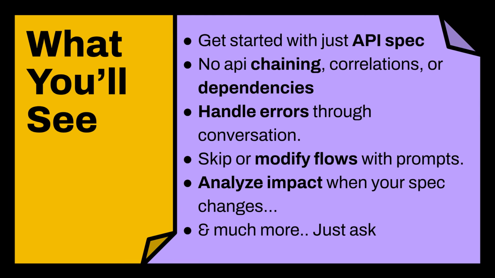All right, here's what we're about to see in the next 2 minutes. You've got an API spec, you just drop it into ratl.ai. No worrying about chaining, correlations, or dependencies. The agents handle all that.